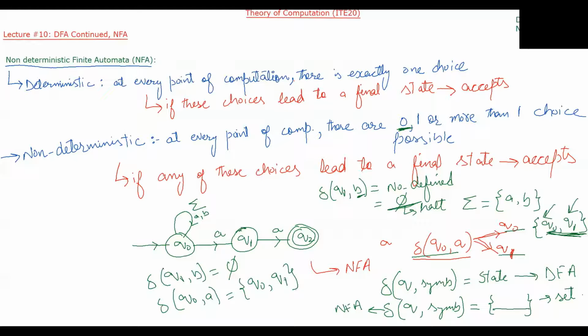So you can see that this is the difference between a DFA and an NFA. In a DFA, the output of a transition function is a single state. However, in an NFA, the output of a transition function is a set. And this set can be an empty set, a set with one element, or a set with multiple states. Okay, so this is one example of a non-deterministic finite automaton.